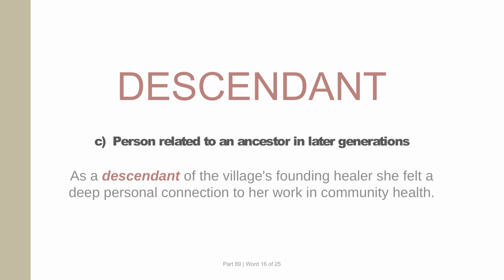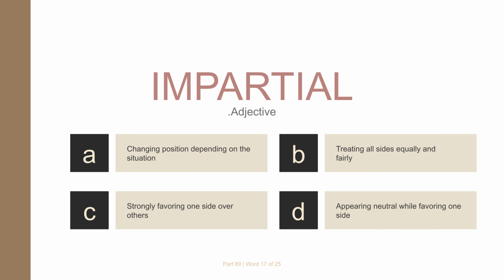health. Question 17. What is the meaning of impartial? Option A, changing position depending on the situation. Option B, treating all sides equally and fairly. Option C, strongly favoring one side over others. Option D, appearing neutral while favoring one side.